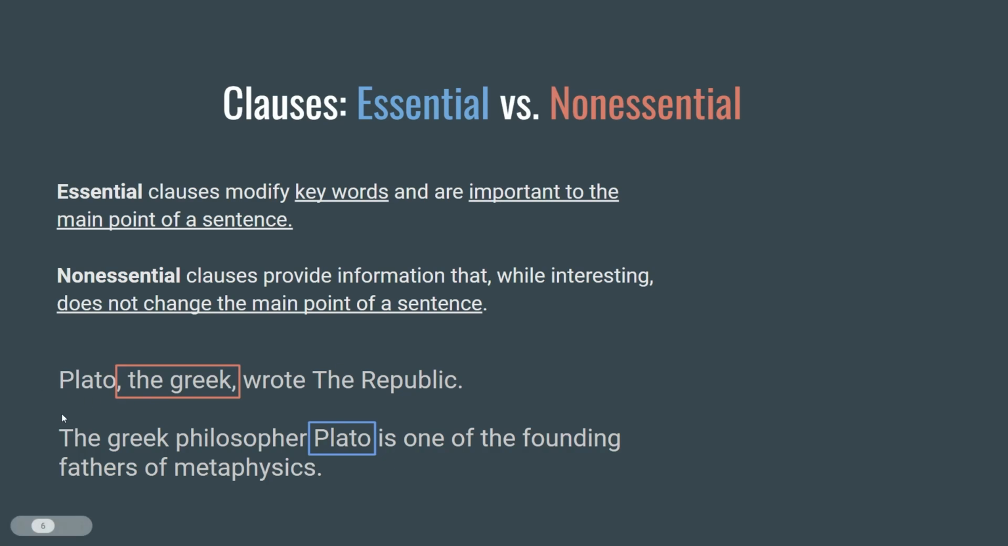So, for example, we can see here Plato, the Greek, wrote the Republic. Well, calling Plato a Greek is true, and it is interesting, well, depending on how you view that, but it doesn't actually change the meaning of the sentence. We could remove the Greek and we could do Plato wrote the Republic, and it would still serve as a sentence perfectly, right? Now, however, if we just switch the order up a little bit and we had the Greek philosopher, comma, Plato, comma, is one of the founding fathers of metaphysics, this wouldn't make sense. If we treated this blue Plato here as the same as we did this non-essential one, and we made this box orange, and we turned it into non-essential by separating it with two commas, it would mean that because it's not essential, it can be taken out of the sentence completely.